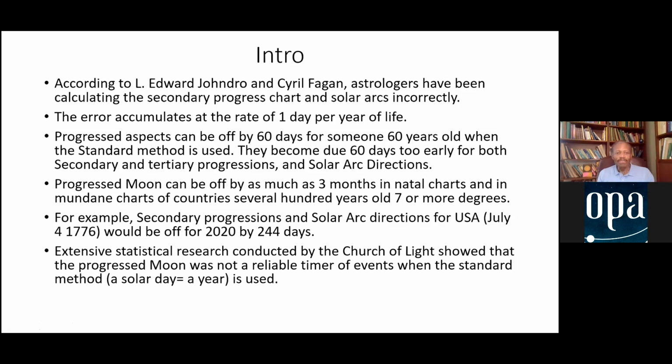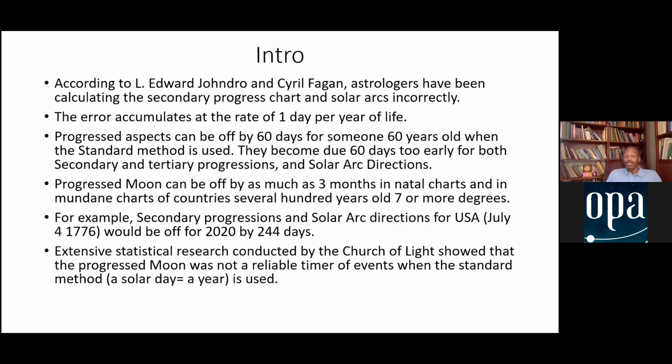Yes. As I mentioned before, the error accumulates at the rate of 1 day per year of life. And so by the time a person is 60 years old, their calculations will be off by 60 days. And by that, I mean that the progressed aspects will become due 60 days too early for both secondary and tertiary progressions and solar arc directions. And the progressed moon can be off by as much as 3 months in natal charts.